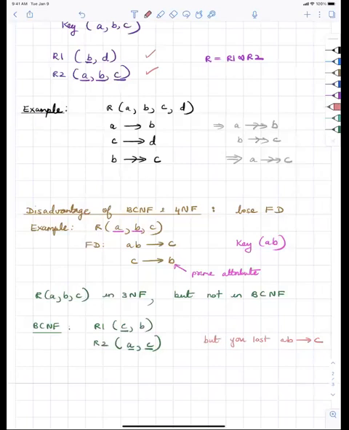So, do you understand normalization? Do you have any questions? Because this was it on normalization.